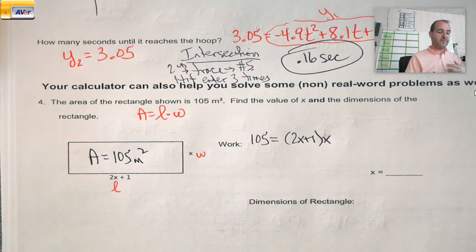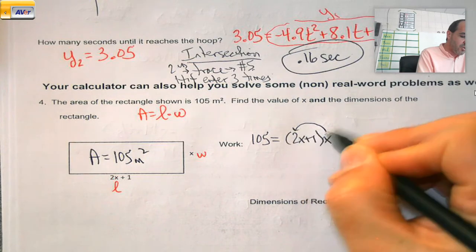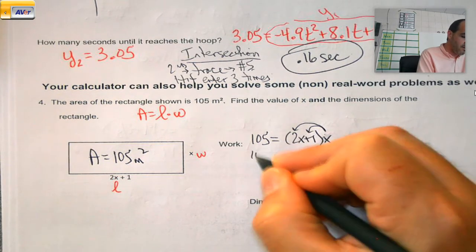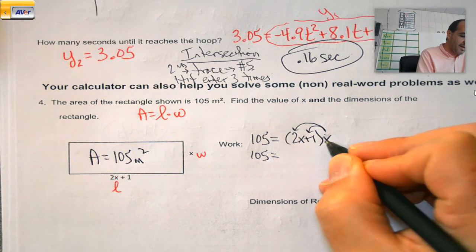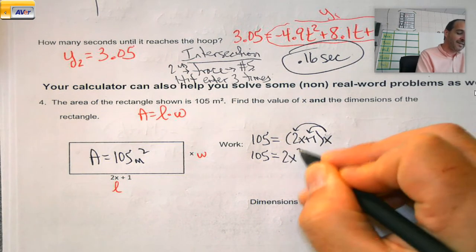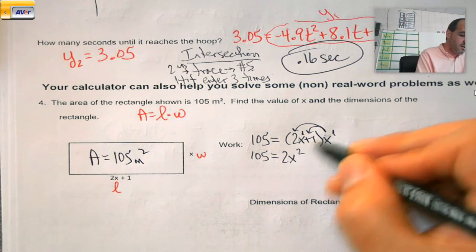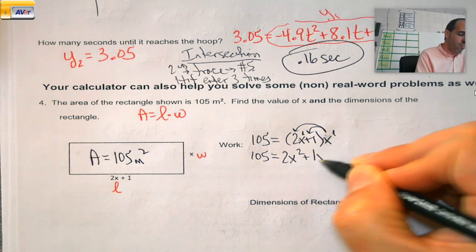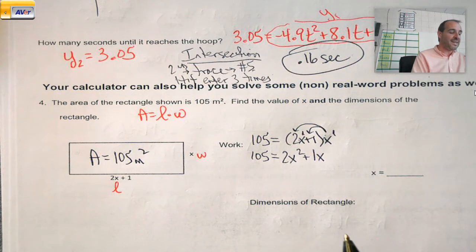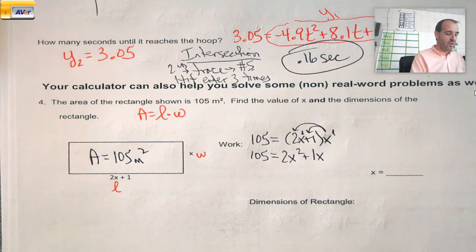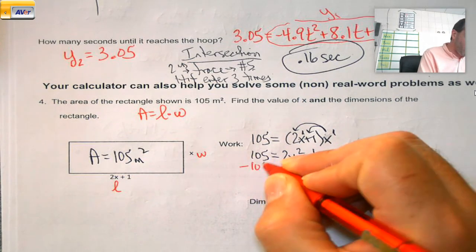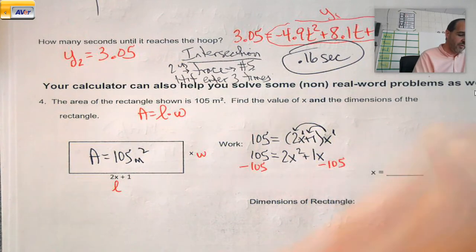For me to be able to figure this out, I want to get this into standard form of a parabola, of a quadratic. So I'm going to distribute my x. X times 2x isn't 3x, it's 2x squared. Remember our exponent rules, we're going to add the exponents. Plus 1x. But I need it in standard form. Everything is on the x squared side, so that 105, I want to move over here. And we're going to do that.